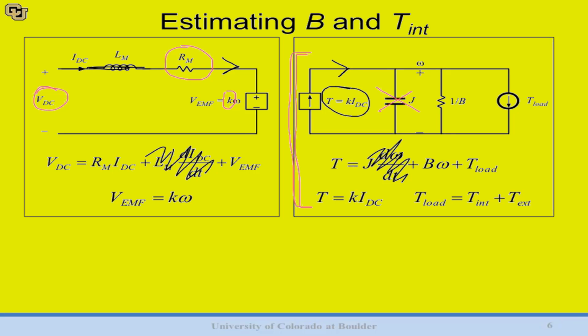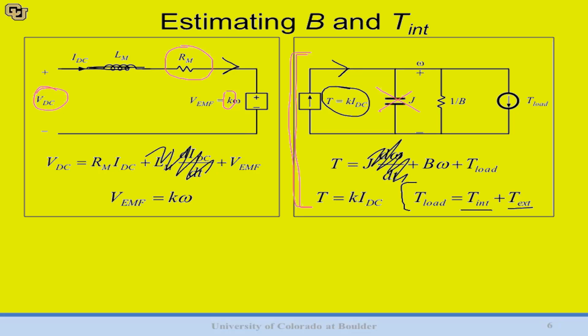I would like to simplify things a little bit more. And you can see T load here equals the sum of just the internal torque, so that's whatever resistance the motor provides itself, how hard it is to just turn it without a load, and the external torque.